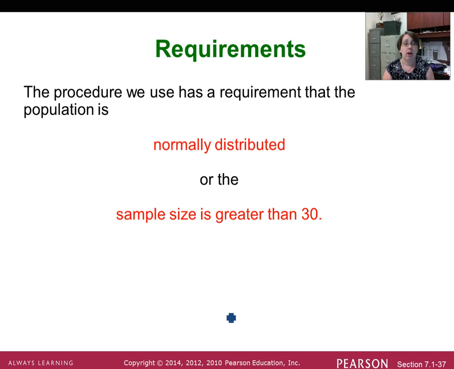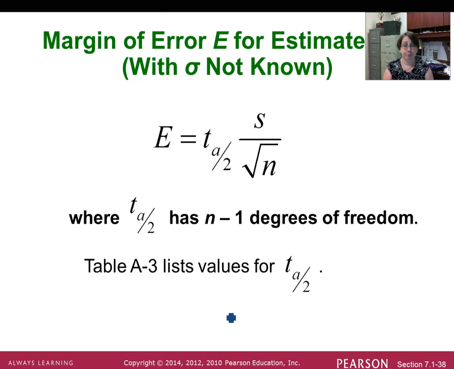Here we go. Now, we're going to go back to what we did in the central limit theorem. The central limit theorem is required here because we need to use z. We need a normal distribution. So the procedure we use has a requirement that the population is either normally distributed or you must have a sample size that is greater than 30. You have to have one of those two to be able to do this section. Now, let me move my camera out of the way.